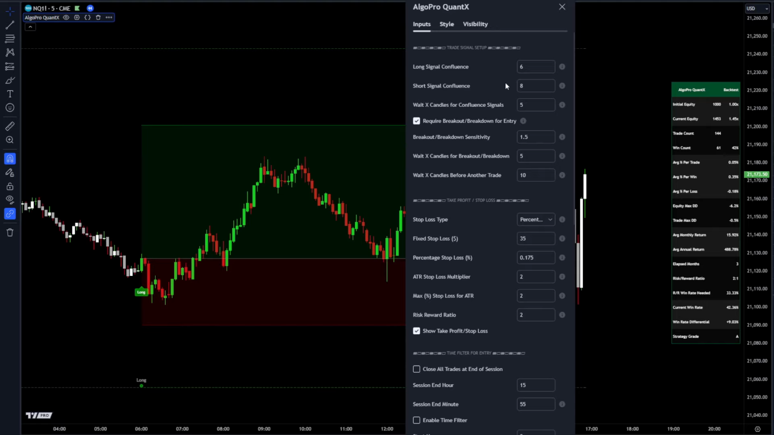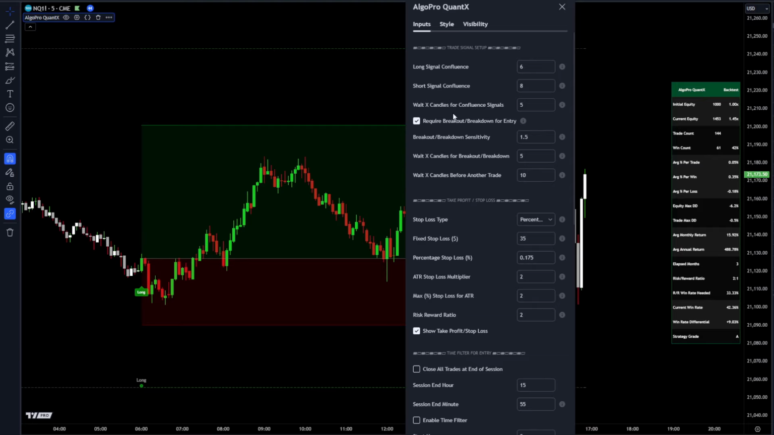We also have the option to require a breakout or a breakdown for entry. That way the system won't try to get in long if price is continuing to fall. It'll wait for price to fall, wait for maybe a bullish breakout, and then get in the trade, which would help you avoid getting caught during a spike down or anything like that.